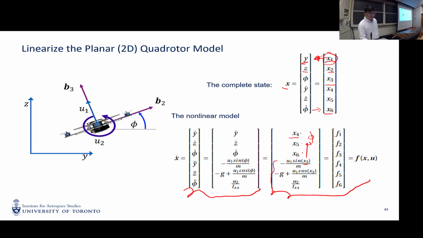And then what we do is that because f is a multi-variable, multi-dimensional function, the first element of f is f1, the second element of f is f2, and so on and so forth. Right now it's more in a very normalized standard format.